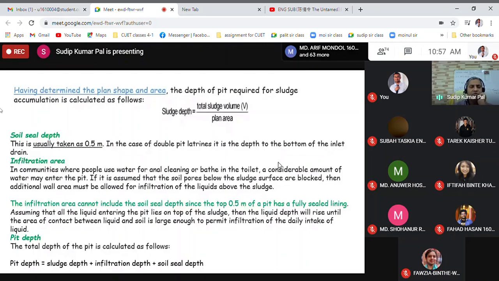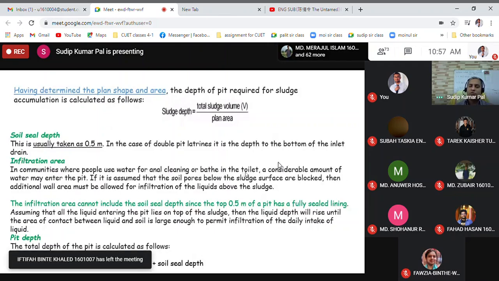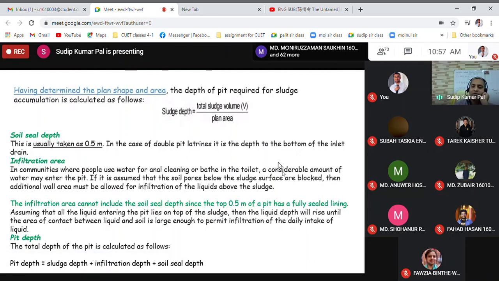And then the infiltration area we have to calculate. In communities where people use water for anal cleaning or bathing in the toilet, a considerable amount of water may enter into the pit. V equals PNR is just excreta. Sometimes people use water for anal cleaning and also bathe in the toilet. If I bathe in the toilet, that water is also going to the pit. A considerable amount of water may enter the pit.